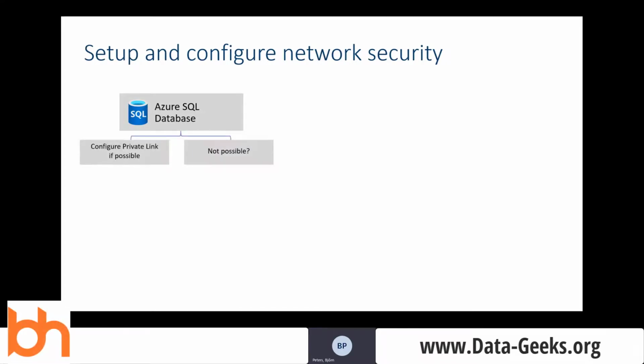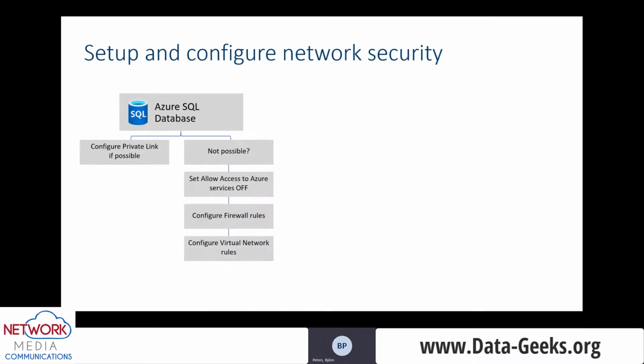Azure SQL Database. If you want to deploy an Azure SQL Database, then you can choose from an additional option within the deployment process. You can choose, for example, between no access to your database, a public endpoint, so that you can access your database through the internet, or you can choose I want to have an internal IP address which comes from my own virtual network within Azure. Then you have to provide a private link, so you can put your database within your own network environment. If it's not possible to provide a private link, then you might have to set allow access to Azure services to off, configure the firewall rules according to your needs, and then configure virtual network rules. So you get access to the database.